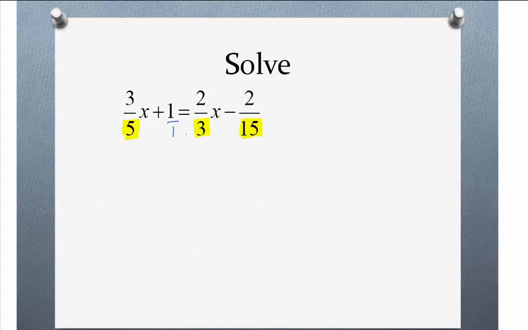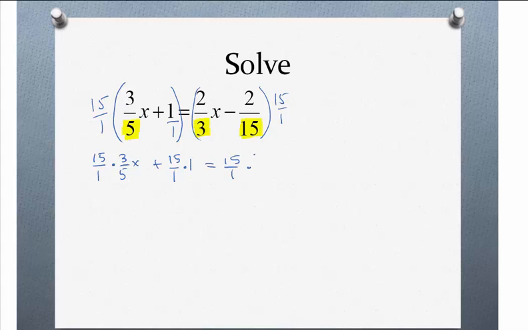So what I'm going to do is multiply everything by 15. And if you want, you can write it 15 over 1 on both sides. And then typically what I do when I'm first starting out with these is I write this next to each term. So 15 over 1 times 3/5 x plus 15 over 1 times 1 equals 15 over 1 times 2/3 x minus 15 over 1 times 2/15. Now that's probably the messiest part of the whole problem, because watch the magic unfold.